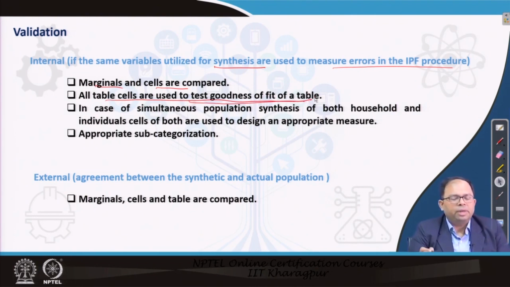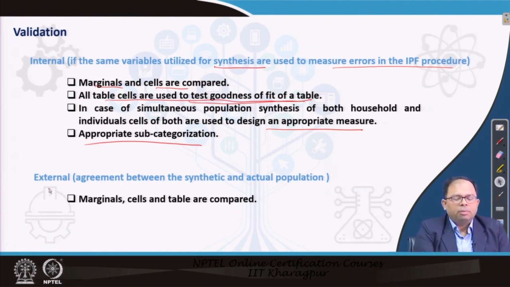This kind of testing could be done. Then in case of simultaneous population synthesis of both households and individuals, both could be used to design an appropriate measure. That means if both households and individual populations are done together, then we can devise a new measure or goodness of fit where both things would be included. And then of course appropriate subcategorization. That means if we find that there are some errors, we can also find the right subcategorization of attributes which would give me the best possible synthetic population.